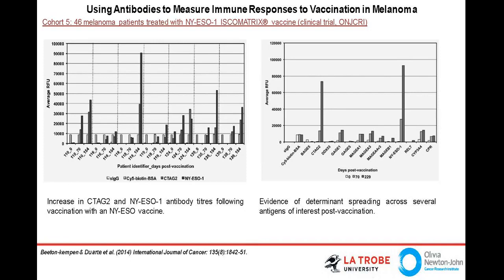So patients were given an ESO vaccine in melanoma, and we used the antibodies to screen patient blood to look for on-treatment induction of immune responses, both against the target antigen that we were injecting, but also across other antigens. And in fact, we saw that ESO antibody titers increased following vaccination with an ESO vaccine, as well as CTAG2, which is a highly homologous tumor antigen. And importantly, we could see evidence of determinant spreading across different antigens post-vaccination. So this is actually quite valuable if you want to see if a vaccine is having the desired effect of inducing immune responses. And this would work for other immunogenic antigen-based or peptide-based vaccines as well.